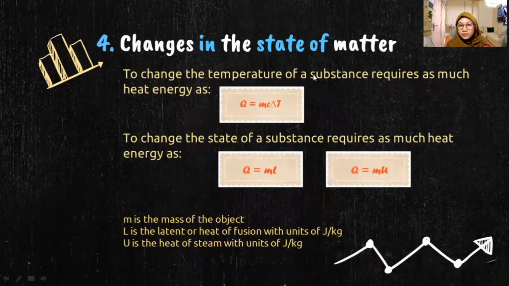To change the temperature of a substance requires as much heat energy as Q equals M times C times delta T. And to change the state of a substance requires as much heat energy as Q equals M times L, or Q equals M times U, where M is the mass of the object in kilograms, L is the latent heat of fusion with unit of joule per kilogram, and U is the heat of steam with units of joule per kilogram.